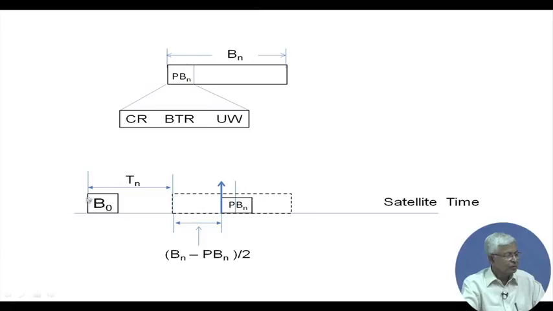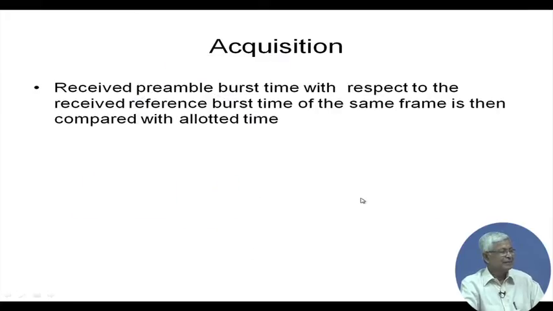Now, this is B0 and Bn has to start after Tn; it should start here, at the dotted line. The center position, this Bn by 2, is here, and PBn is the preamble of the nth station. So PBn is placed exactly at the center. That is why the start of PBn will be Bn minus PBn by 2. That is where you should start transmission, at the satellite time.